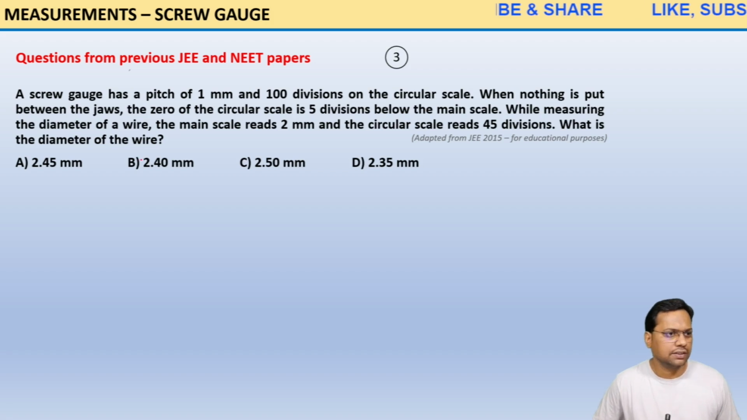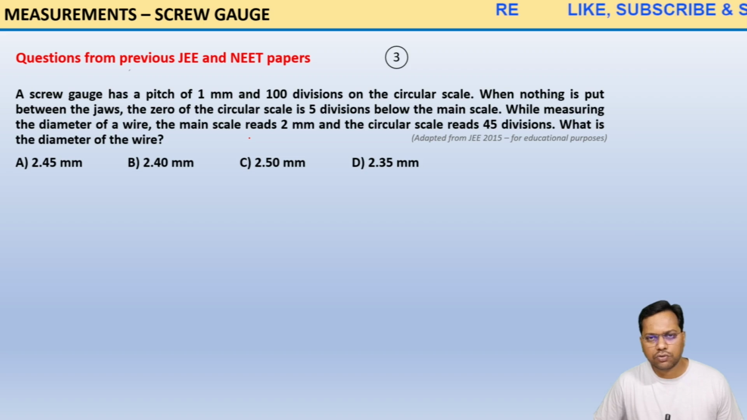The next question: a screw gauge has a pitch of 1 mm and 100 divisions on the circular scale. When nothing is put between the jaws, the zero of the circular scale is 5 divisions below the main scale. While measuring the diameter of a wire, the main scale reads 2 mm and the circular scale reads 45 divisions. What is the diameter of the wire?